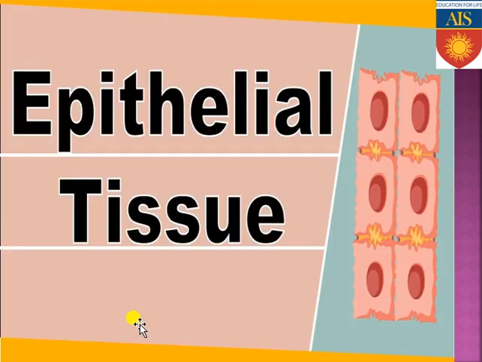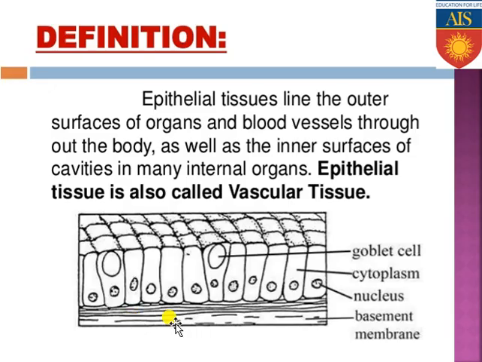Coming to the epithelial tissue, because this is the first type of tissue we need to discuss. First of all, the definition of epithelial tissue. Epithelial tissue is the type of tissue which lines the outer surfaces of organs and blood vessels throughout the body, as well as being present at the inner surface of the cavities within the internal organs. Epithelial tissues are also known as vascular tissues because they contain so much extracellular matrix.